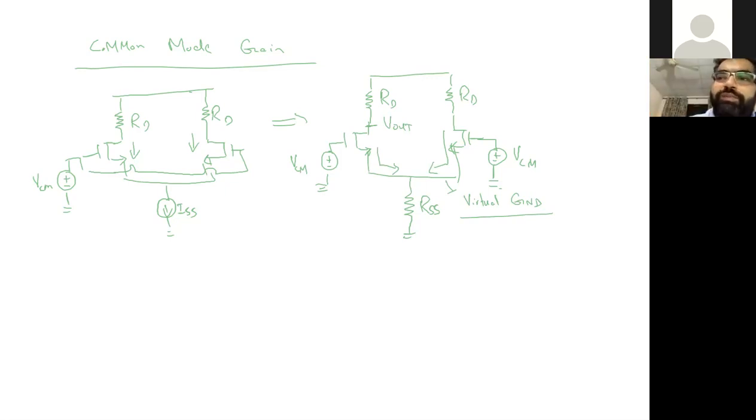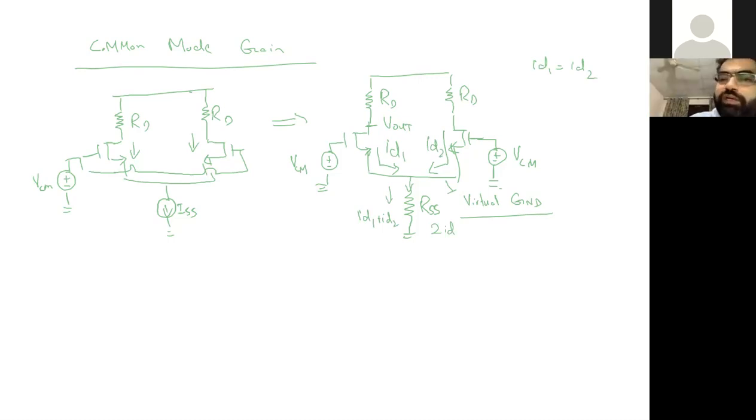Because इस RSS में से कितना करंट फ्लो करे? अगर यहाँ से ID1 है और यहाँ से ID2 है, the current flow will be ID1 plus ID2, and on top of it, ID1 is equal to ID2. So this means यहाँ से 2ID current flow कर रहा होगा. Okay, so that's very much important.